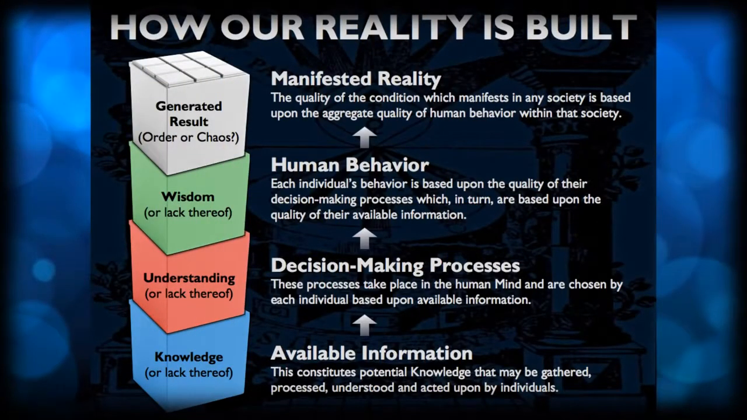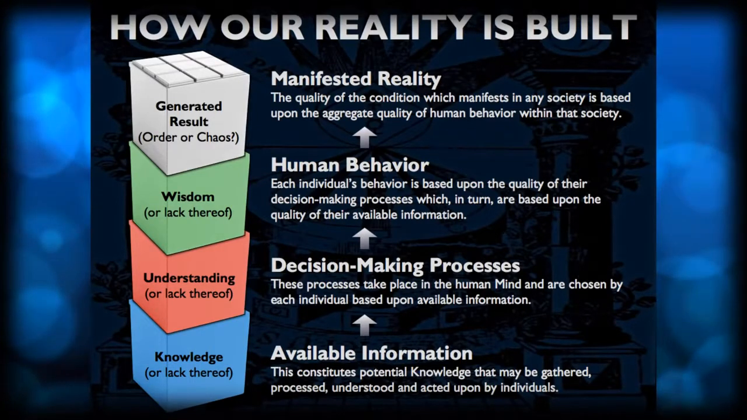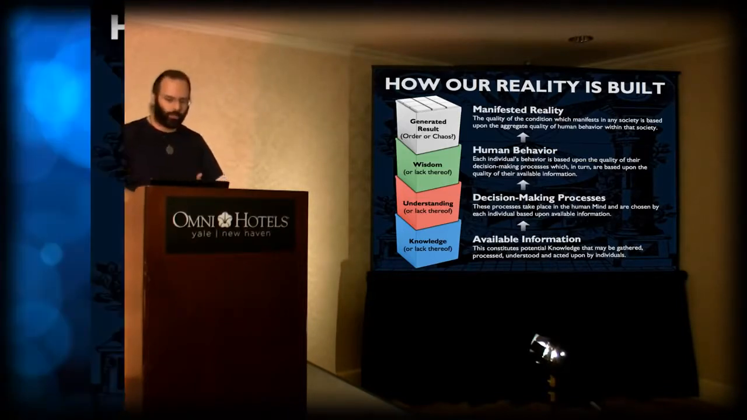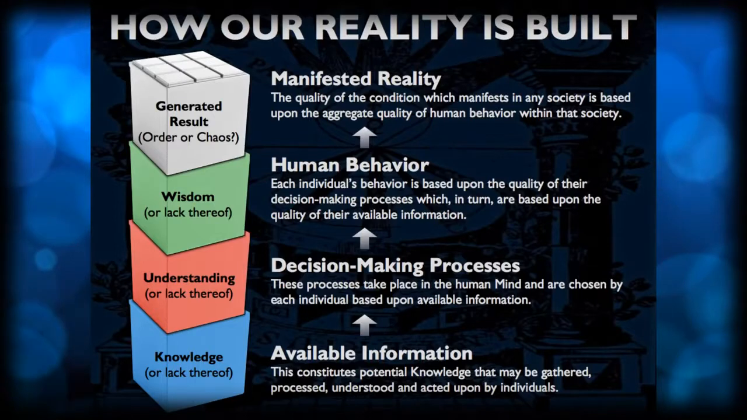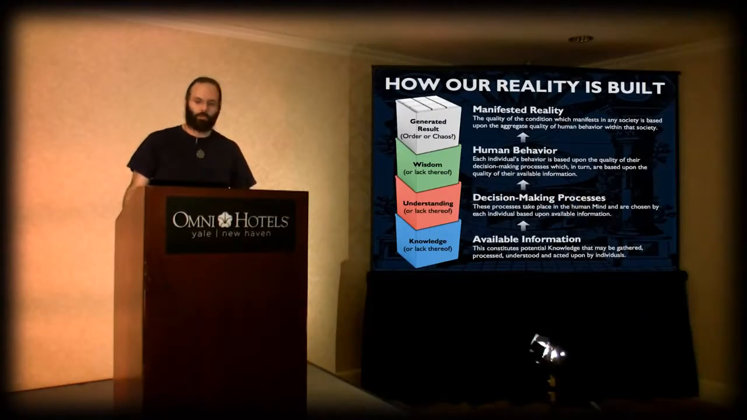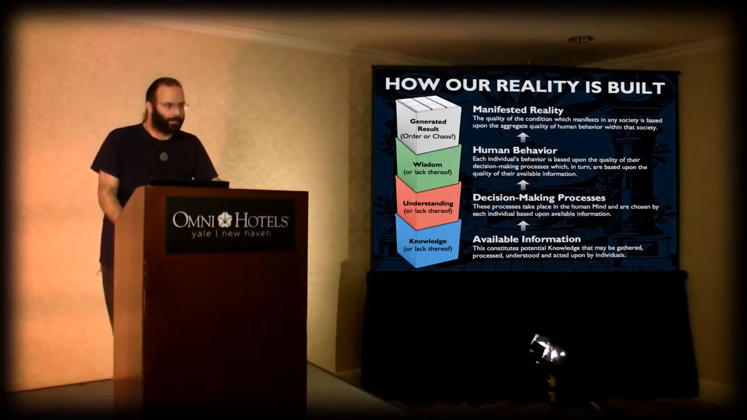Is it orderly? Is it chaotic? Well, that's going to be based upon whether someone took in the information, processed it efficiently to come to an understanding, and then acted upon it. The manifested reality is the quality of the condition which manifests in any given society based upon the aggregate quality of human behavior within that society. This is how our reality is actually created.